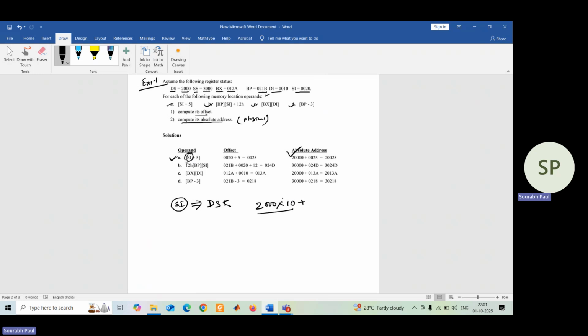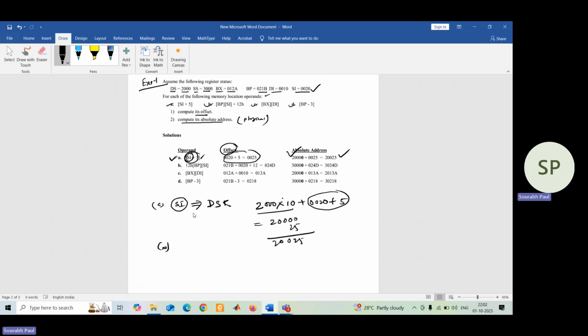Now in this question, what is the offset? Offset is SI plus 5. What is the value of SI given? SI is 0020, plus this 5. So ultimately the value is 20,000 plus 25, so this is 20,025. This is the answer. And how to calculate the offset value? Very easy. Offset value is this part only, SI plus 5, that is 20 plus 5, that is 25. Now do the next one.